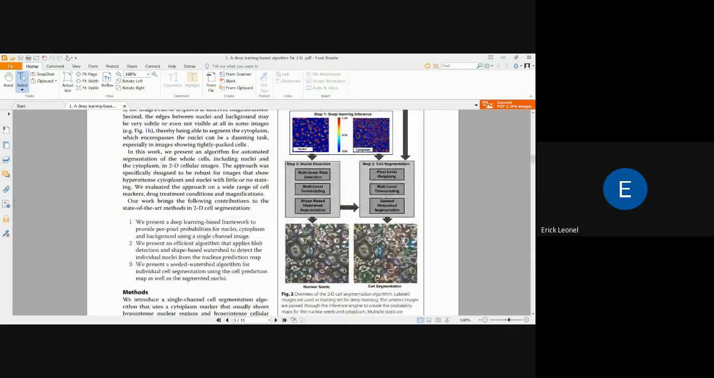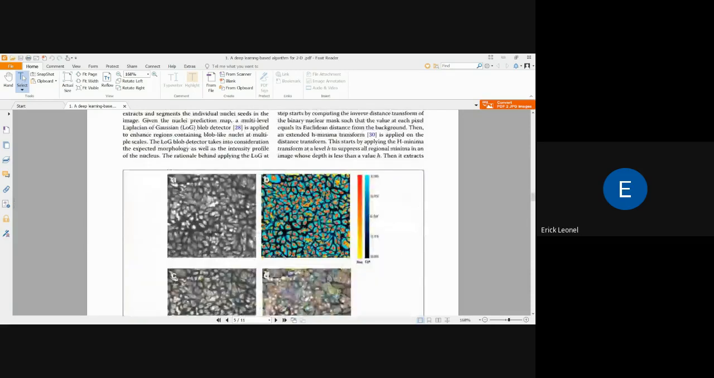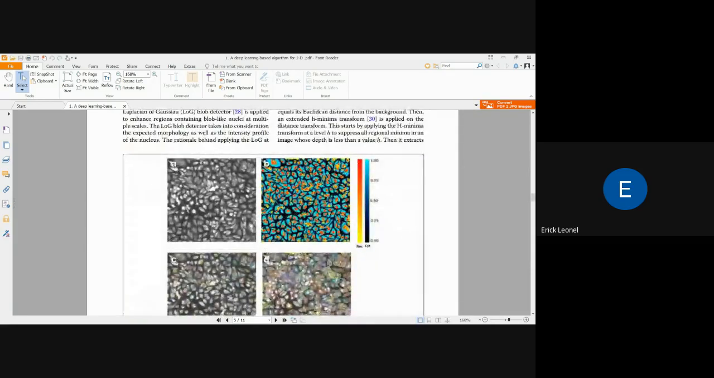And step 3, seed-based cell segmentation is achieved in multiple steps, as we see here. The cytoplasm prediction map, cyan blue here in Figure 3B, alone is not sufficient to segment the cells. That's why the segmented nuclei were used, as you see here in yellow and red, as a seed for the cell segmentation.